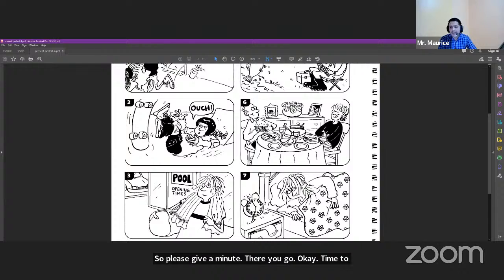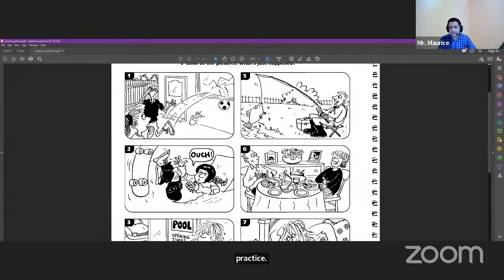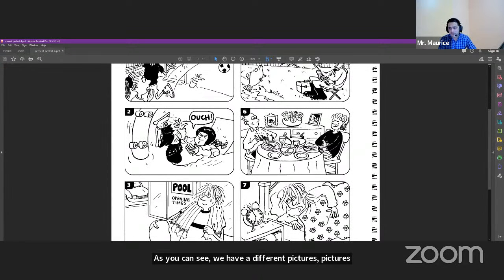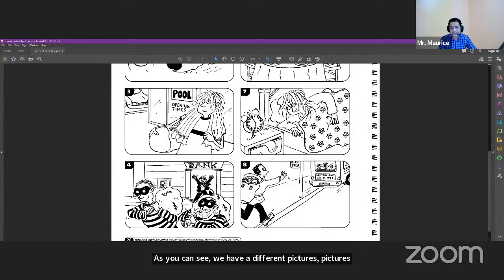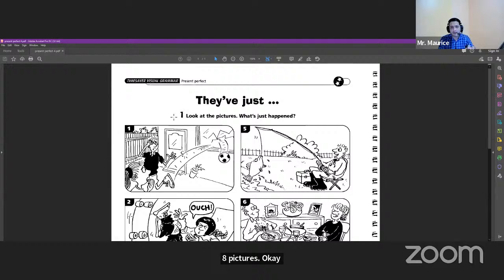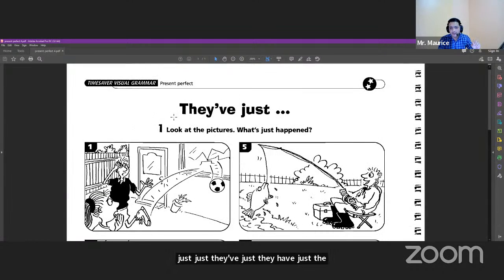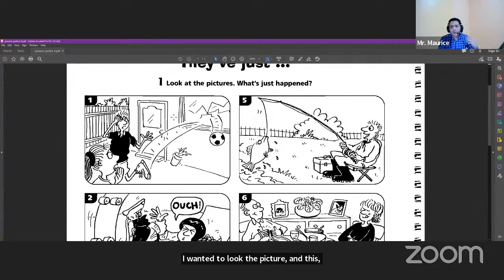Okay, time to practice. As you can see, we have 8 different pictures showing an action or activities. And here we are going to practice the word just. They've just. They have just. Okay? And I want you to look at the picture and describe what just happened.